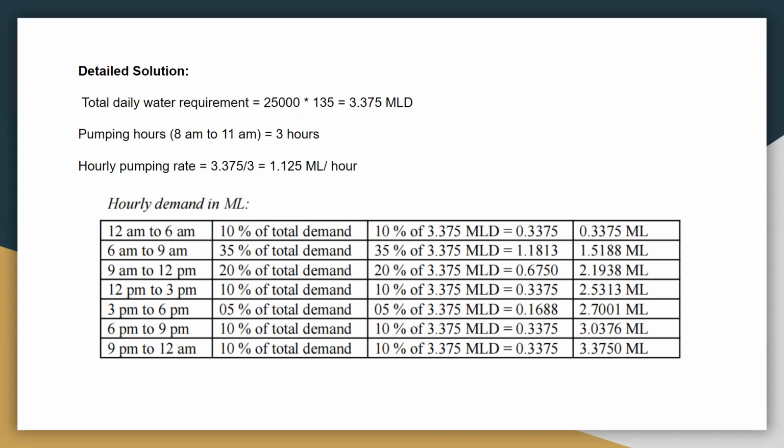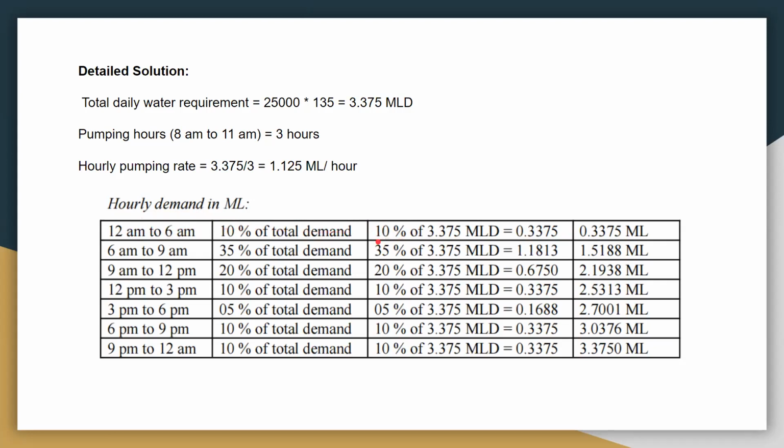Okay. So now you can see over here, they had given us a certain percentage of the total demand for particular hours of the day. And based on that, we got the total water requirement. Total demand is 3.375. So 10% of 3.375 is going to give us one value, and this is the demand for this period of time, 0.281.